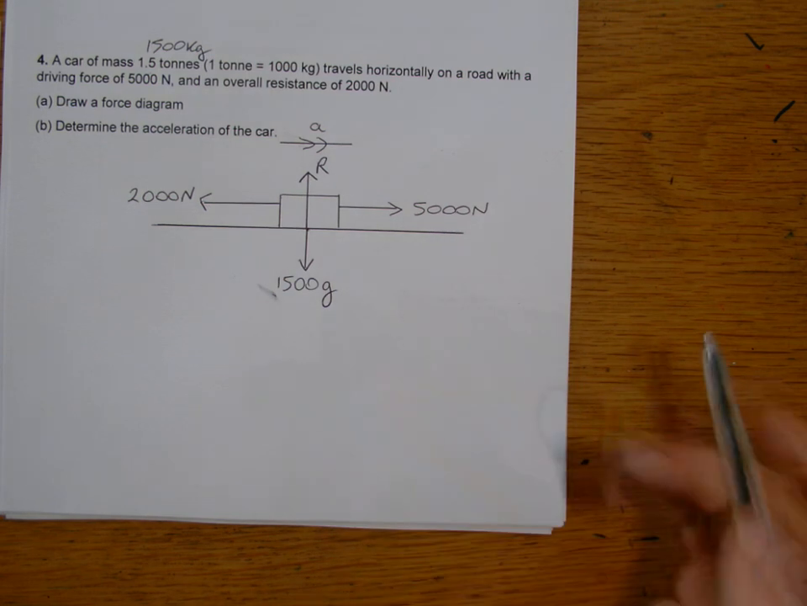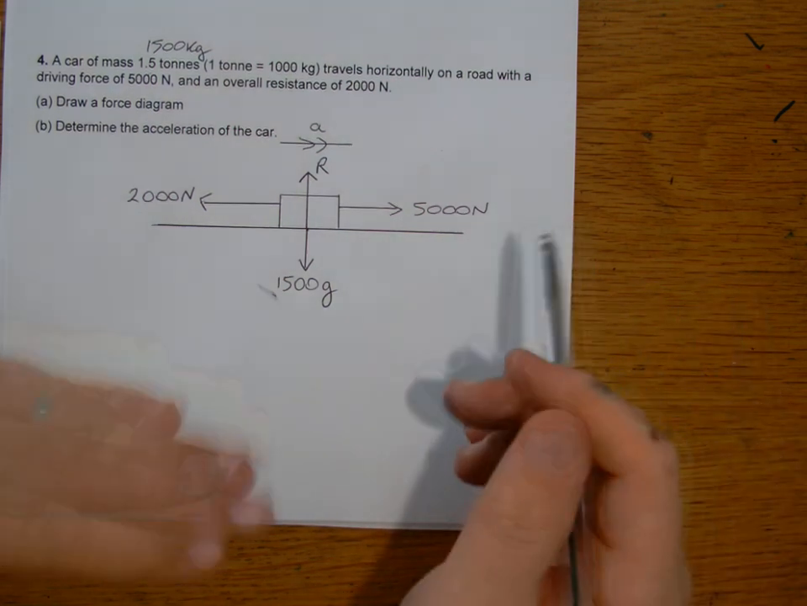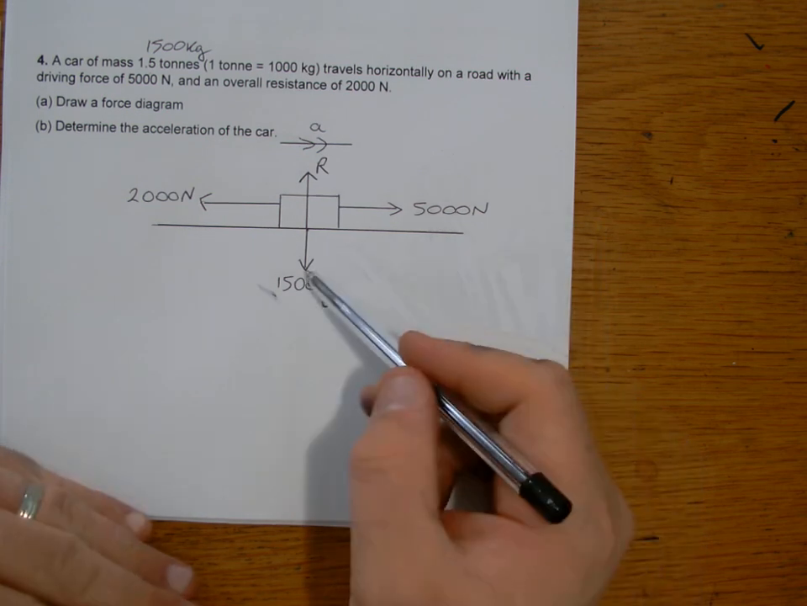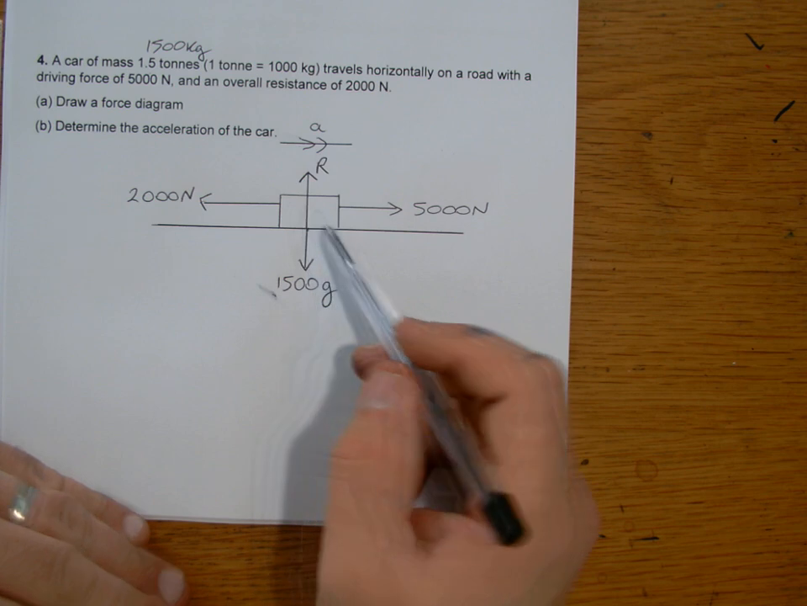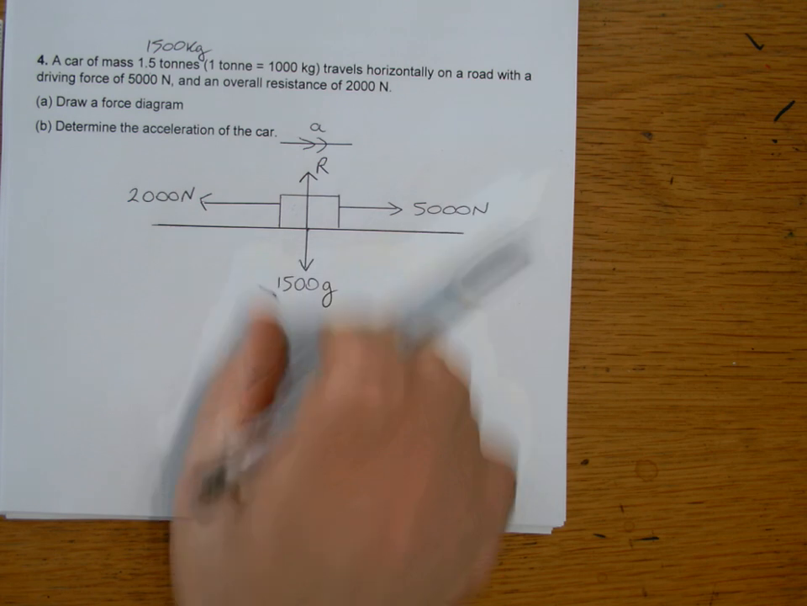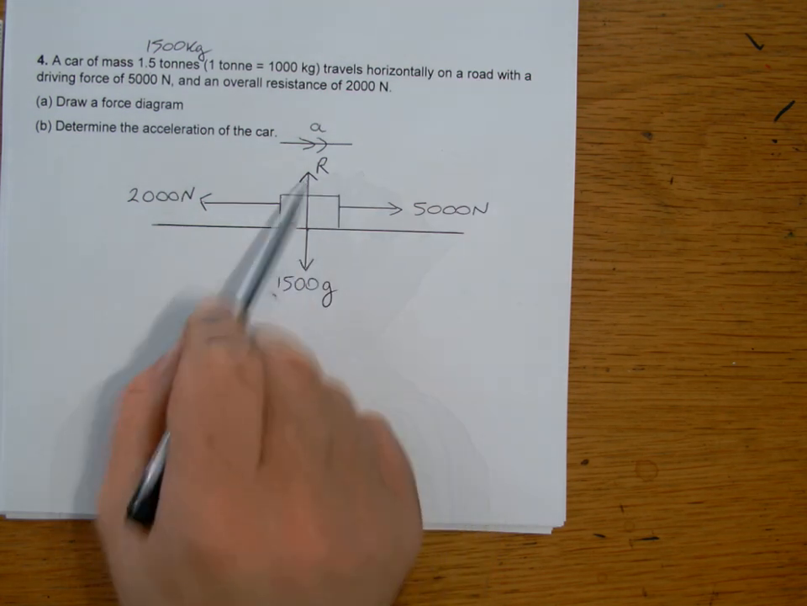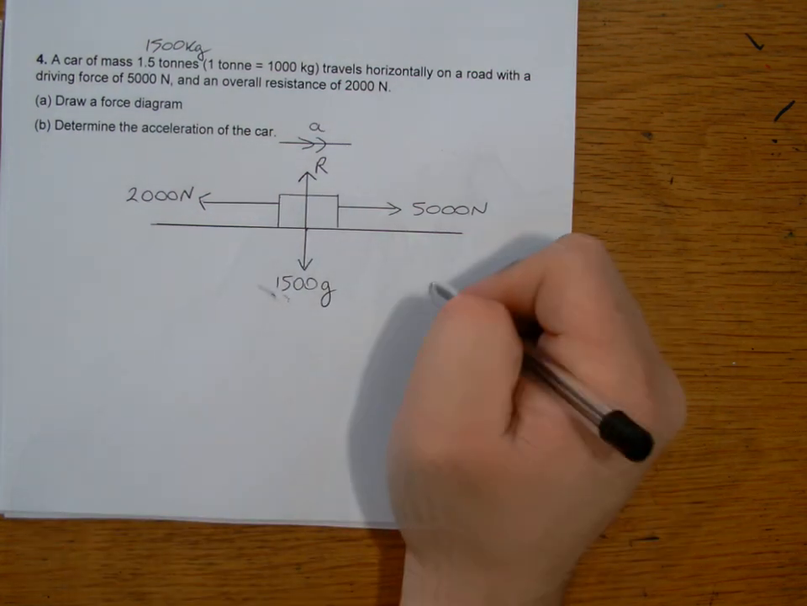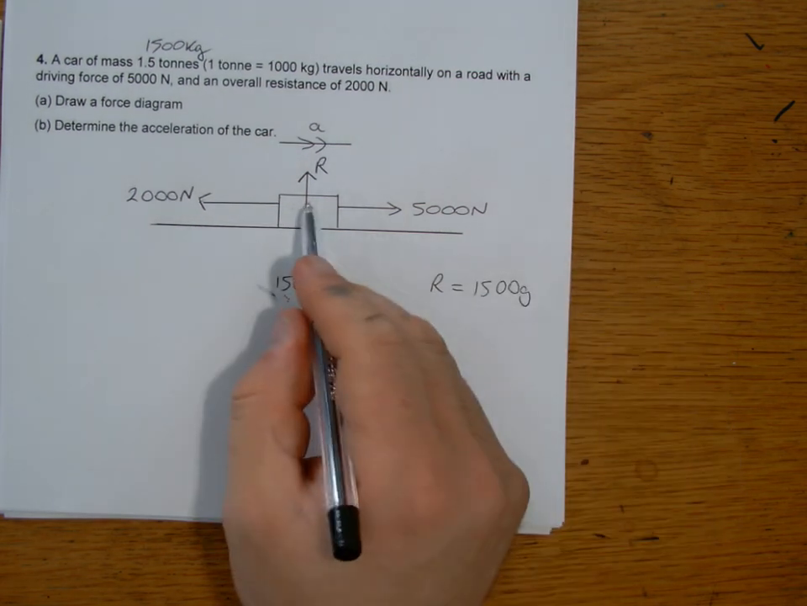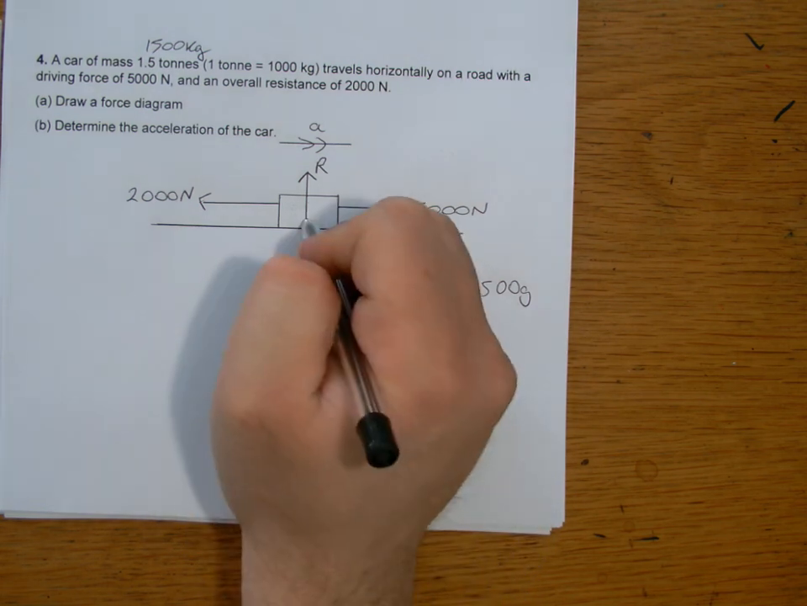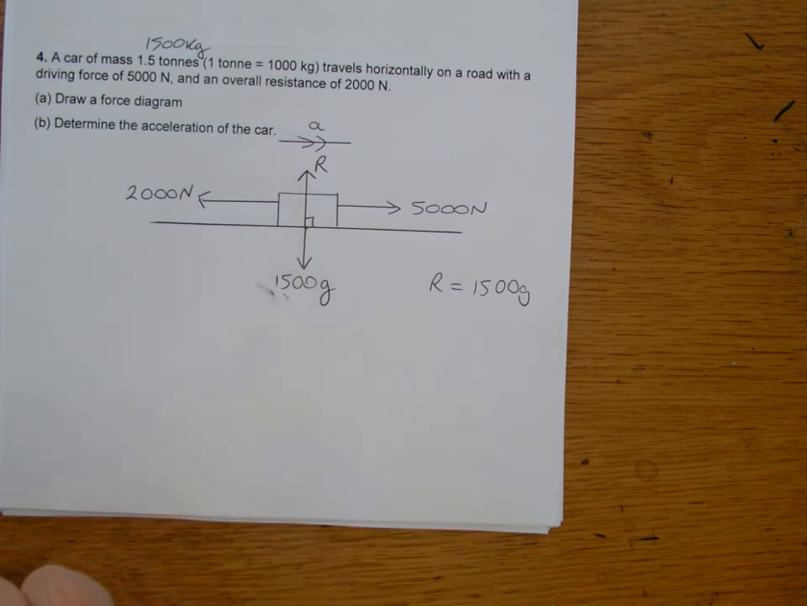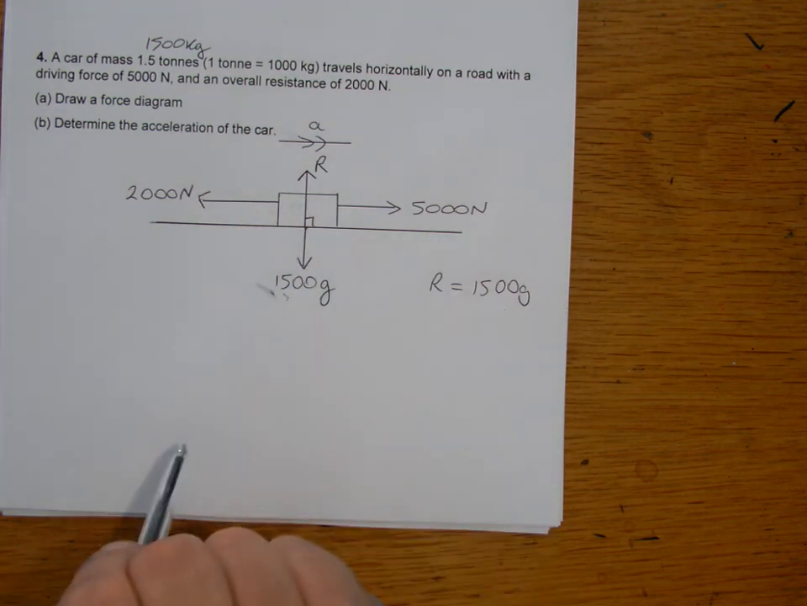The road is very strong, and it's there to make sure that nothing drops through it. In a sense, it's reacting to the weight of that car, and it's able to keep it in that position, so it's not allowed to drop. Essentially, it's got to match its weight. So we can say that R, the reaction, is 1500g. It's often called the normal reaction as well, because that reaction will be at right angles, normal to the point of contact. So R will equal 1500g.